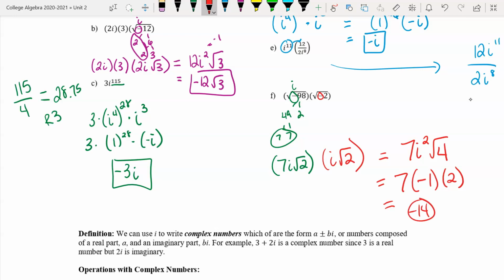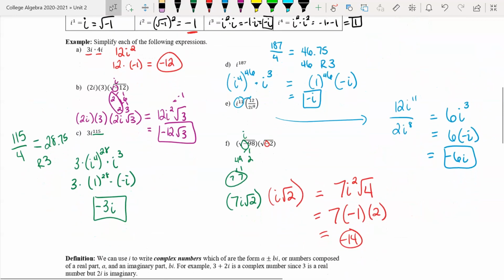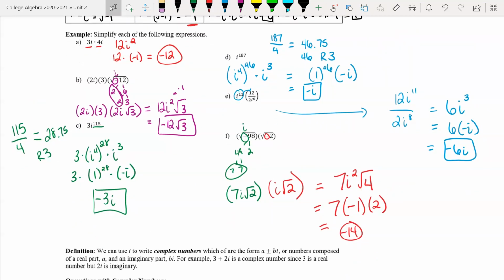Okay? So that's just some basic operations with the imaginary number. If you have any questions, let me know on that part. I know that's kind of the harder part.